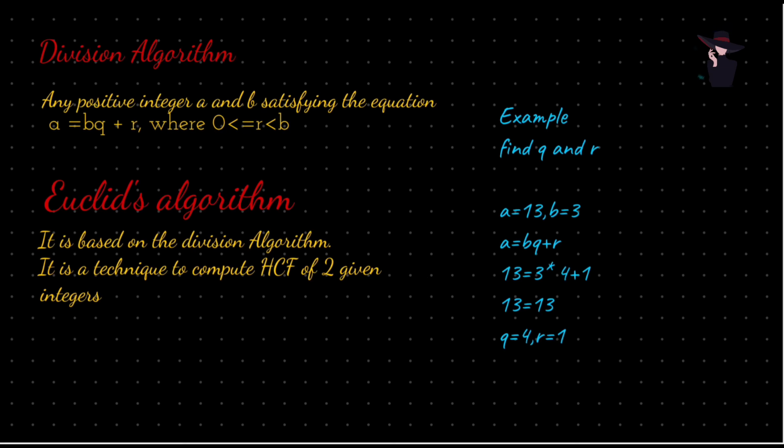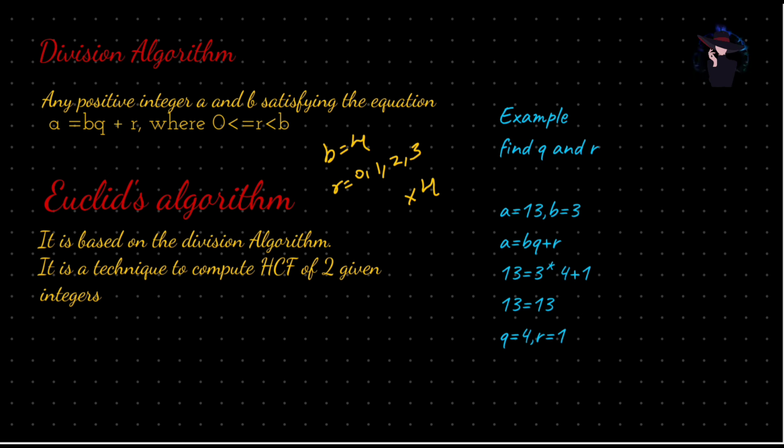Moving on to theorems. The first one is the division algorithm. For positive integers a and b, satisfying the equation a is equal to bq plus r, where the value of r lies between 0 and the value of b; it starts from 0 and ends at any number that's less than b. For example, if the value of b is equal to 4, then the value of r is 0, 1, 2 and 3, but not 4.